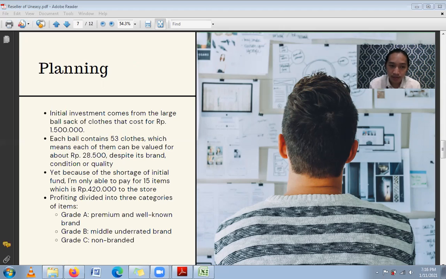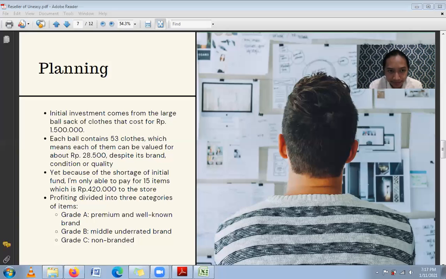And then, as you can see, these are the three categories of the items, which are grade A, grade B, and grade C. They are divided basically because of their qualities and brands. So the higher the grades, the higher the prices too.